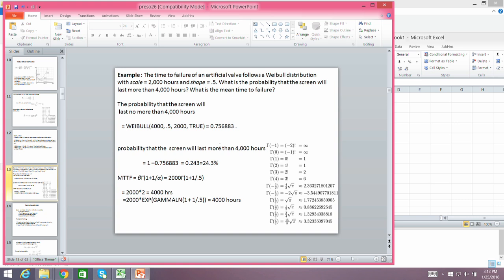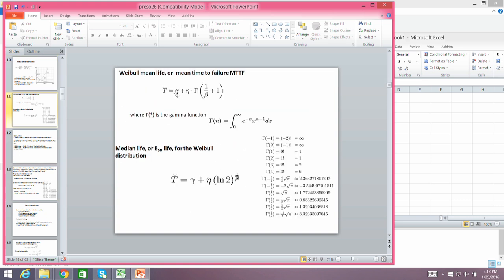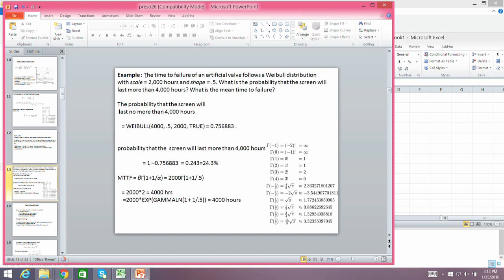And then for mean time to failure, we used this particular equation, we remove this gamma, call it 0. So, we have the scale factor and we have the shape factor. The scale factor is given by 2000 hours, the shape factor is given by 0.5. So, we say 2000 multiplied by the gamma function of 1 plus 1 by 0.5, okay, and the gamma function of 3 is 2 factorial. So, 2000 times 2, that is 4000 hours, is the mean MTTF, mean time to failure, okay.